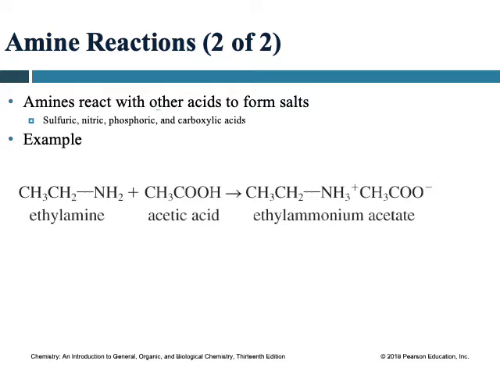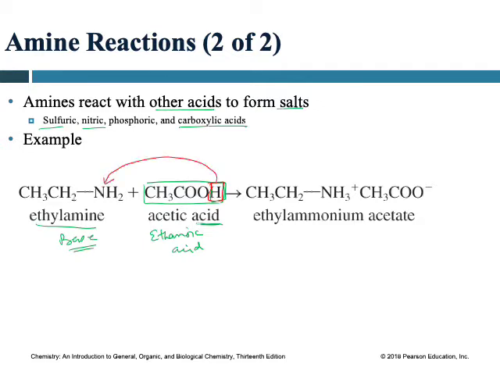Amines react with other acids to form salt, like sulfuric acid, nitric acid, carboxylic acid. So we'll take one more example. This is ethylamine. This is acetic acid, or I can say this is ethanoic acid, right? So this is an acid. We know this is a base. So what's going to happen? The hydrogen from the carboxylic acid, the acid is going to donate the hydrogen to the amine group. Again, you're going to get NH3 plus and then CH3COO negative, the negative part, the anion part. This is the anion part.